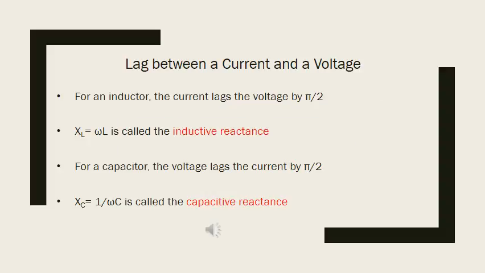For an inductor, the current lags the voltage by pi over 2. X_L equal omega times L is called the inductive reactance. For a capacitor, the voltage lags the current by pi over 2, and X_C equal 1 over omega times C is called the capacitive reactance.